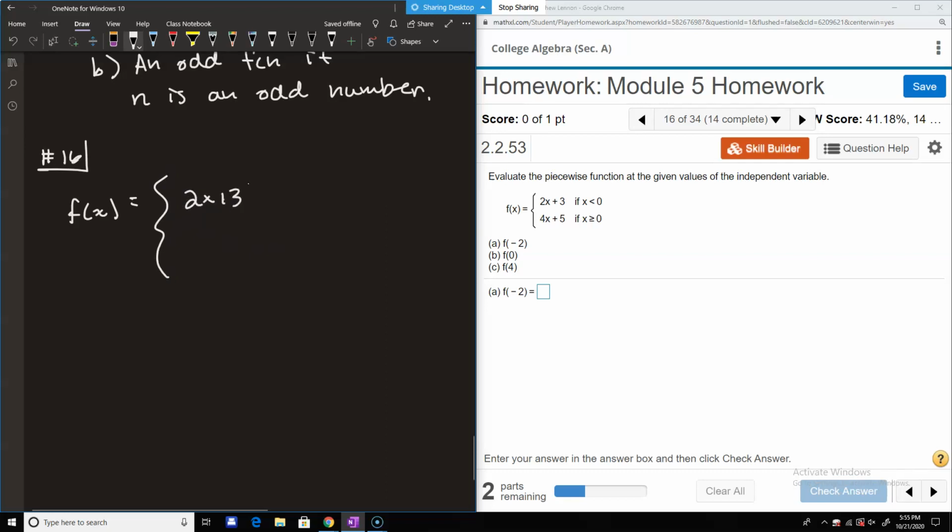2x plus 3 if x is less than 0, and 4x plus 5 if x is greater than or equal to 0. So A, we have f of negative 2. So we're using the top formula, 2x plus 3. So 2 times negative 2 plus 3. This comes out to minus 1.